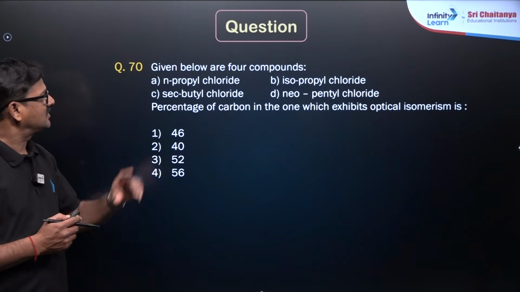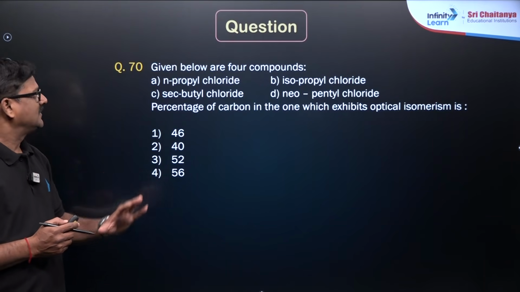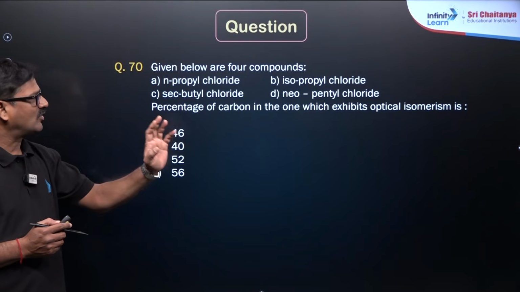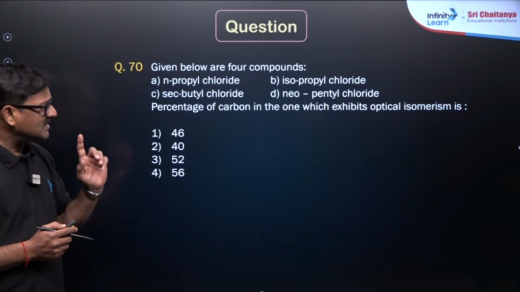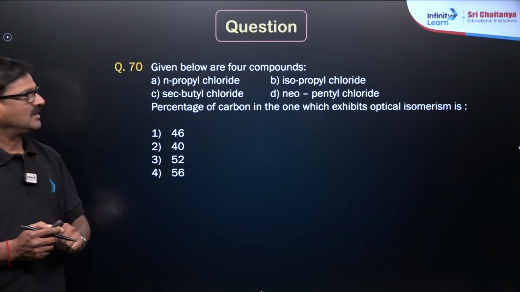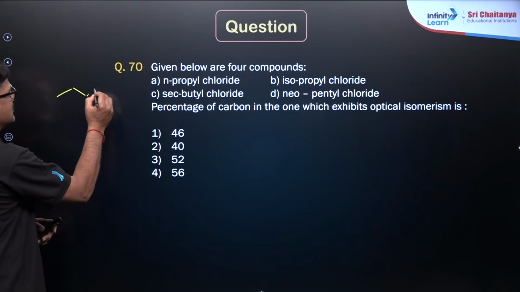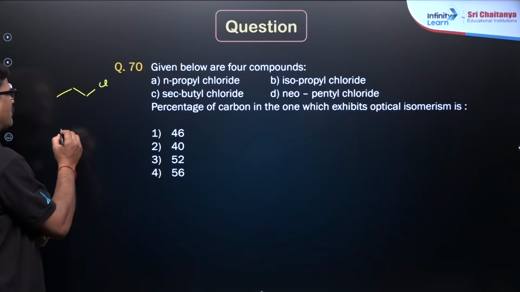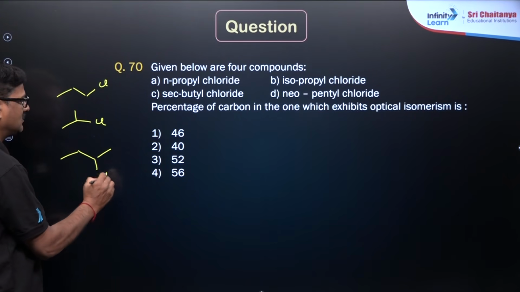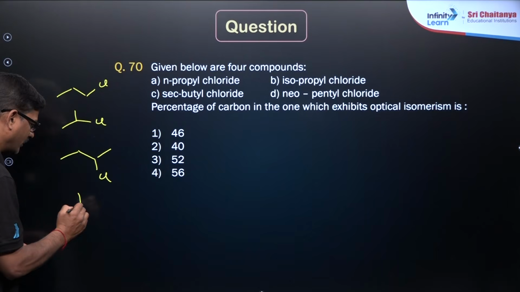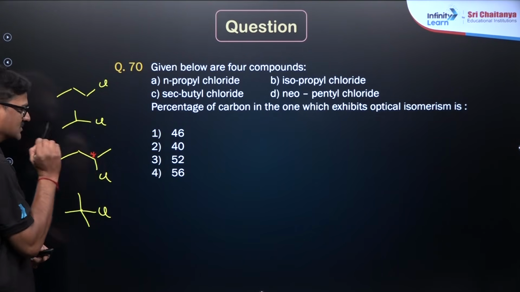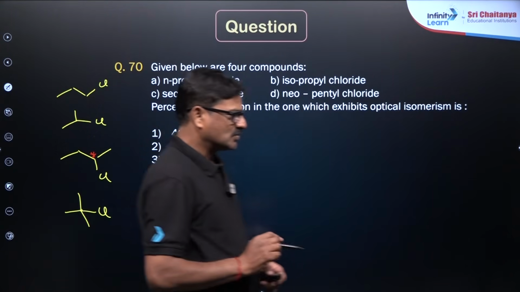Students, here is a question. Given below are the 4 compounds: N-propyl chloride, isopropyl chloride, secondary butyl chloride, neopentyl chloride. Find the percentage of carbon in the one which exhibits optical isomerism. Among these, the optically active compound is secondary butyl chloride because it has a chiral center.